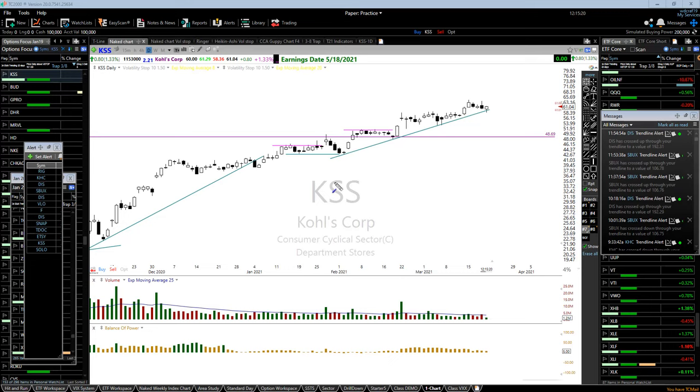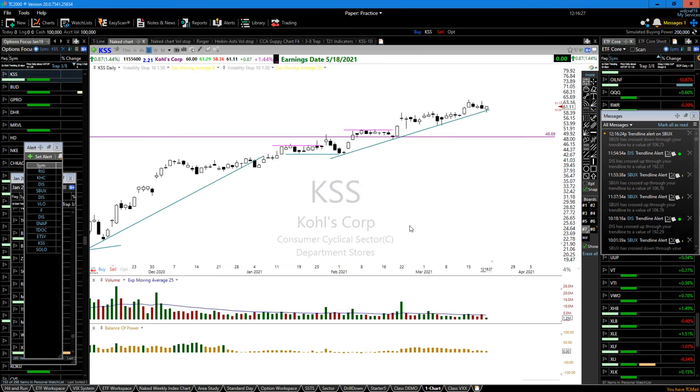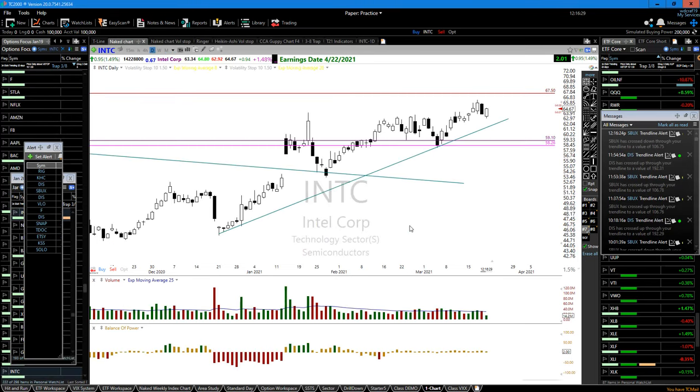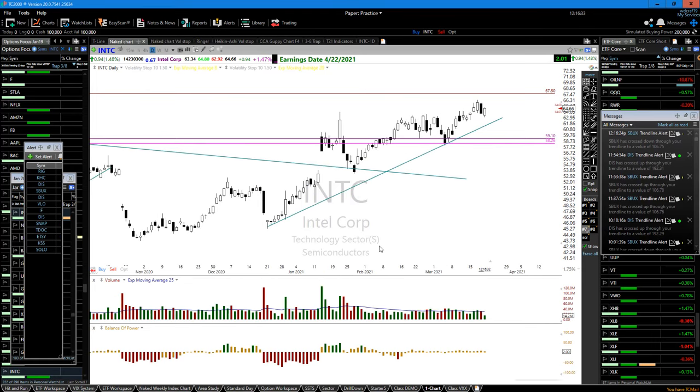So trend is important to me. Support is important to me. And I like to have trades with concise price action. And what I mean by concise price action, I want to see that chart in a relatively concise pattern. I traded Intel here. Can anyone look at that chart and tell me that's concise price action?